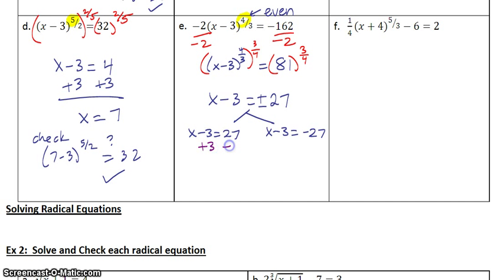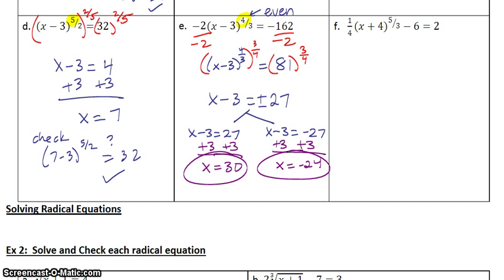So I'm going to add 3 to both sides here. So I got x equals 30, and I'm going to add 3 to both sides here. So I end up with x equals -24. And again, you are welcome to go through and check both your answers if you want to. For this type of problem, we are not going to get any extraneous solutions. We will later on in this notes sheet though, so I'll say more in a little bit.